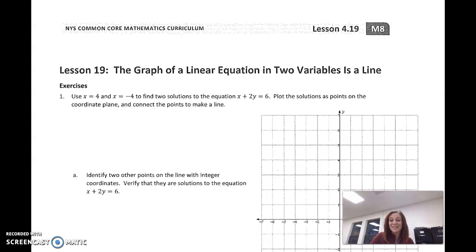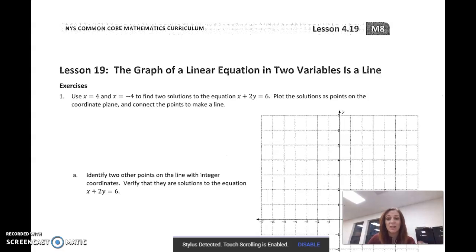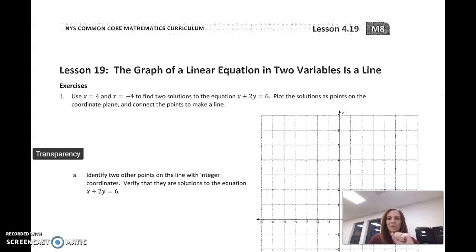Lesson 19 says the graph of a linear equation in two variables is a line, but I think we need to add something to it. So the first video that we're going to do for notes is going to focus on what the line represents when we have a linear equation in two variables.